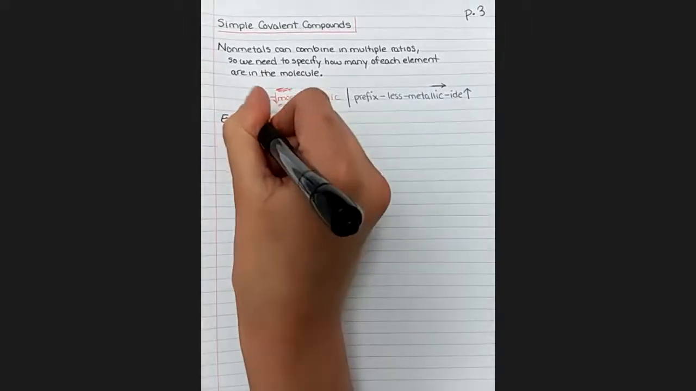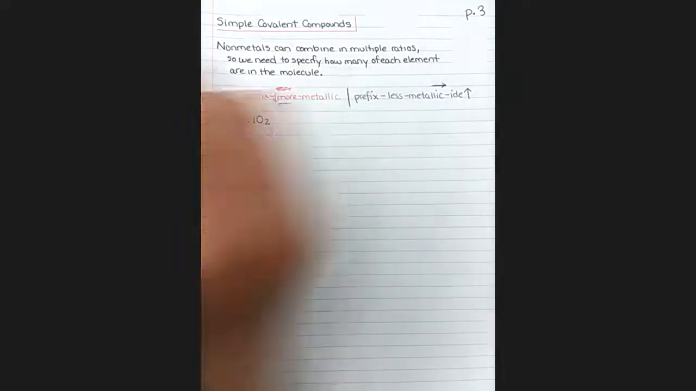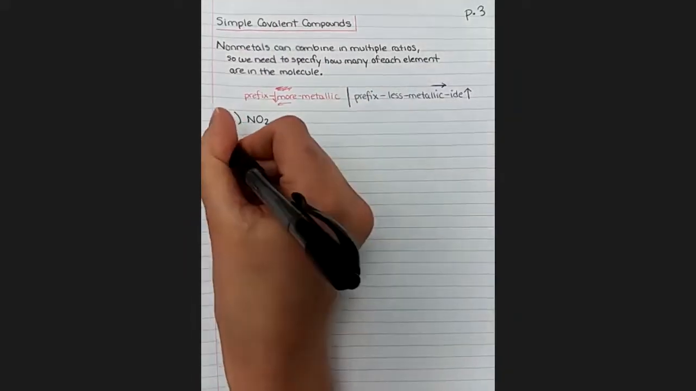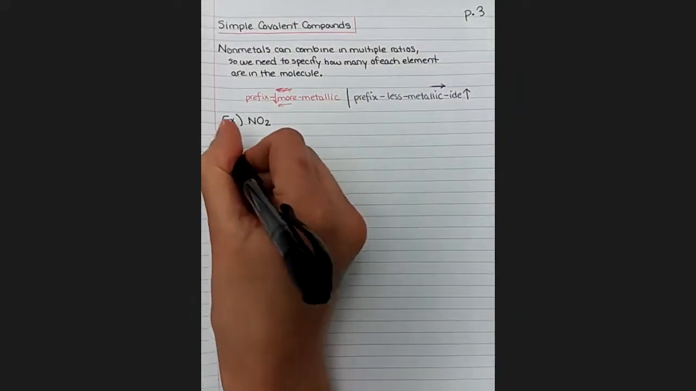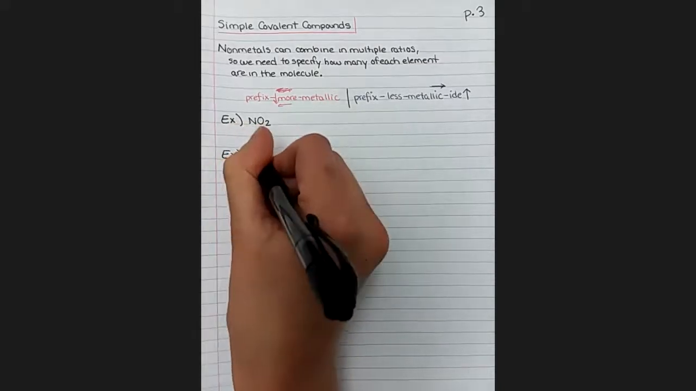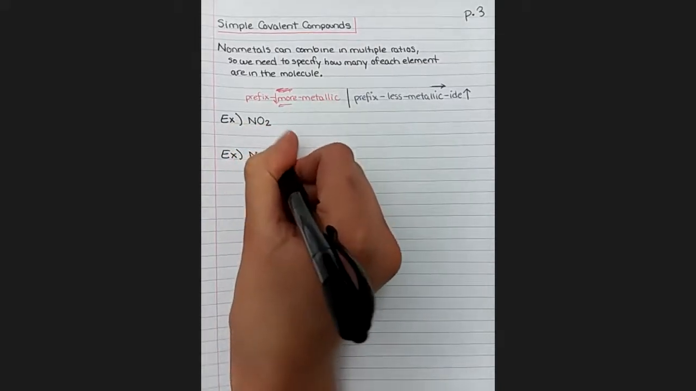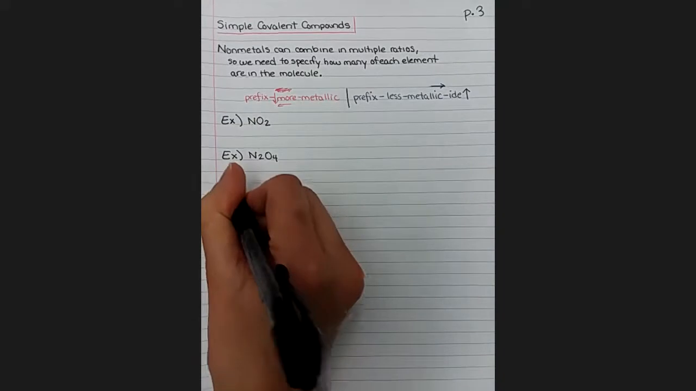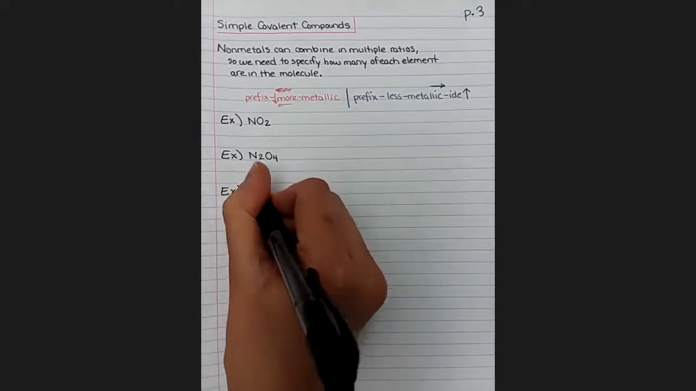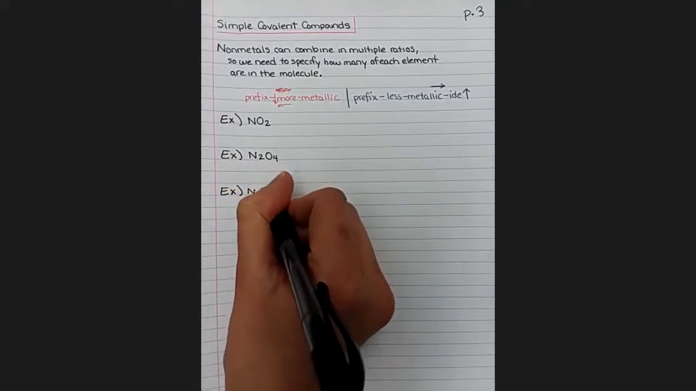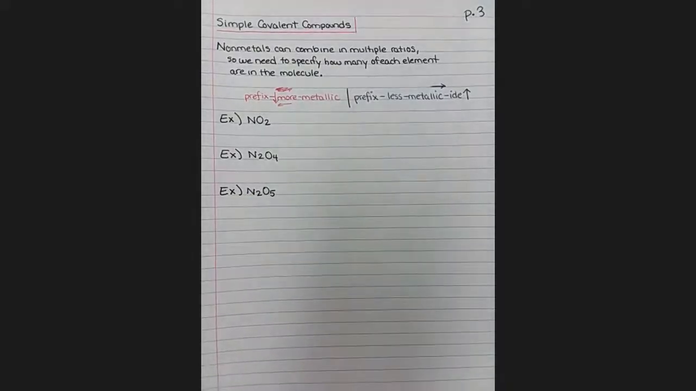So let's practice naming the different nitrogen oxides. So we've got NO2, we've got N2O4, and we've got N2O5. So if you think you know what you're doing, go ahead and pause the video here and see if you can write out the names for those by yourself.